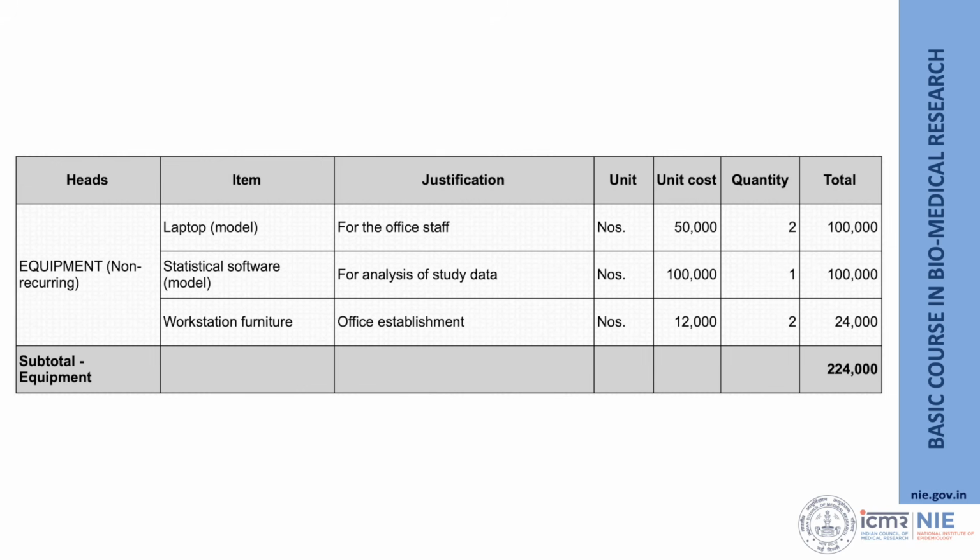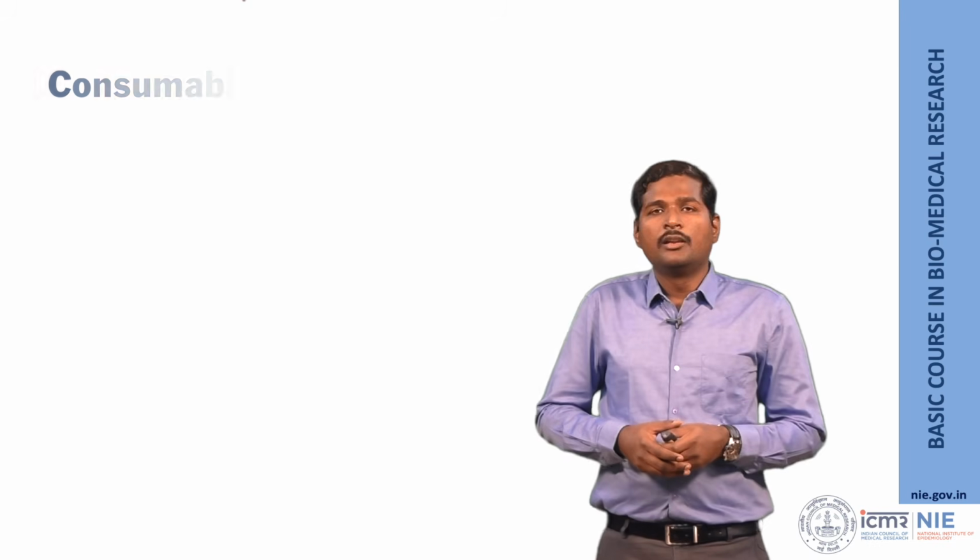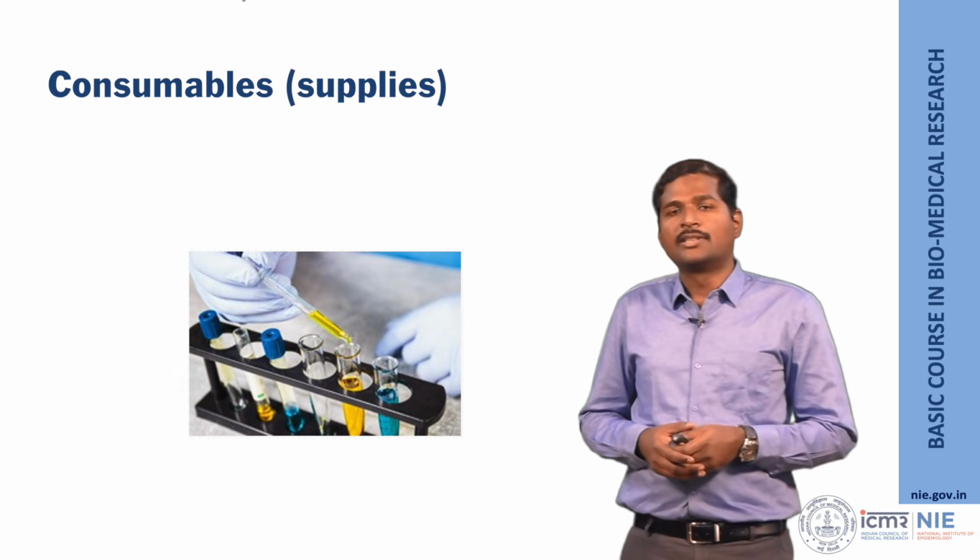Here I have budgeted 3 items: laptop, the statistical software, and a workstation furniture. And you can see the justification provided and the unit cost of each item and the total number of quantities of that particular item required and the total cost for equipment. Here it would be a good idea to mention the make and the model of each equipment that you are requesting. Next, let's talk about consumables or supplies.